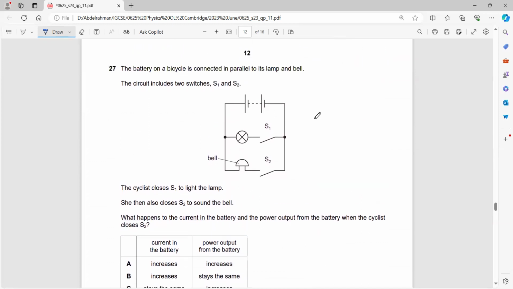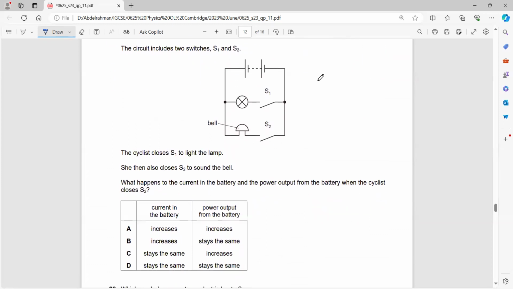The battery on a bicycle is connected in parallel to the lamp. Switches S1 and S2: the cyclist closes switch S1 to light the lamp, S2 to sound the bell. What happens to the current in the battery and what happens to the power output? As you close both switches, what happens to the current?